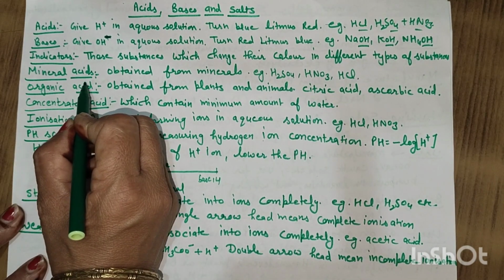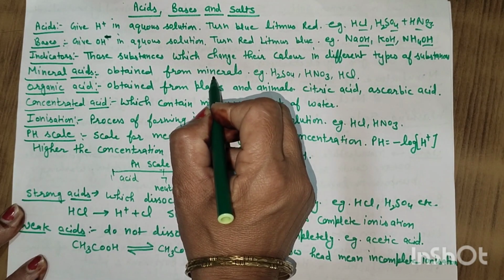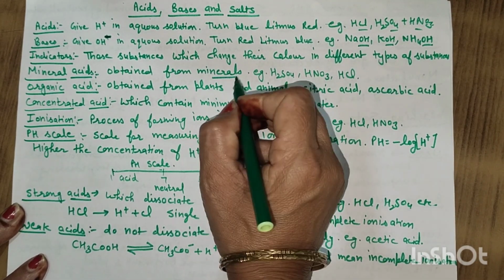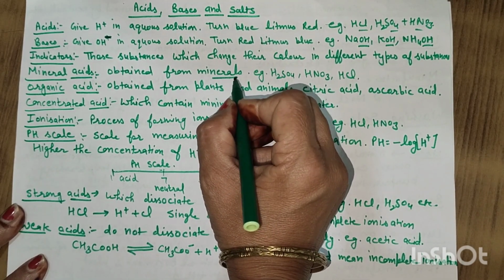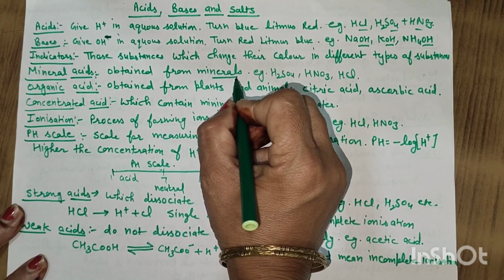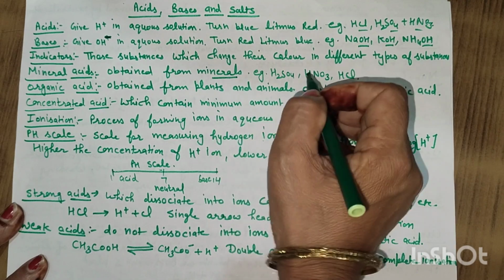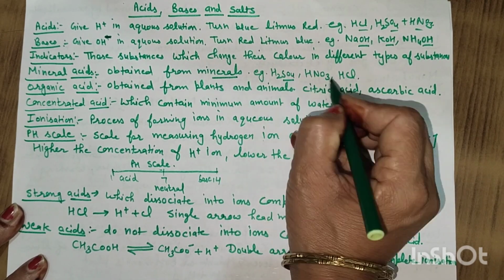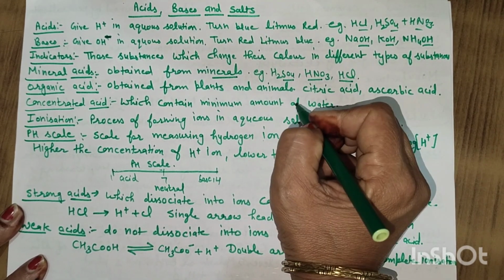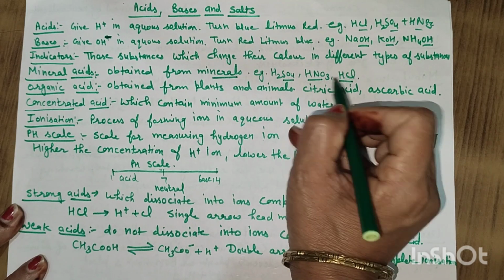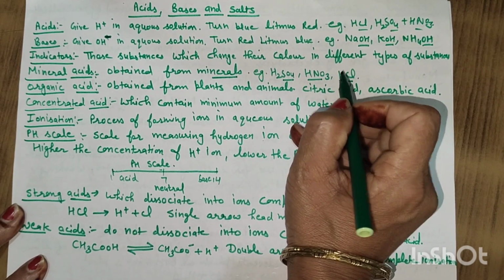Mineral acids. Mineral acids are obtained from minerals, different types of minerals like sulfate, nitrate, chloride. All these are minerals. They are obtained from the minerals. Examples are H2SO4, HNO3, HCl: sulfuric acid, nitric acid and hydrochloric acid.